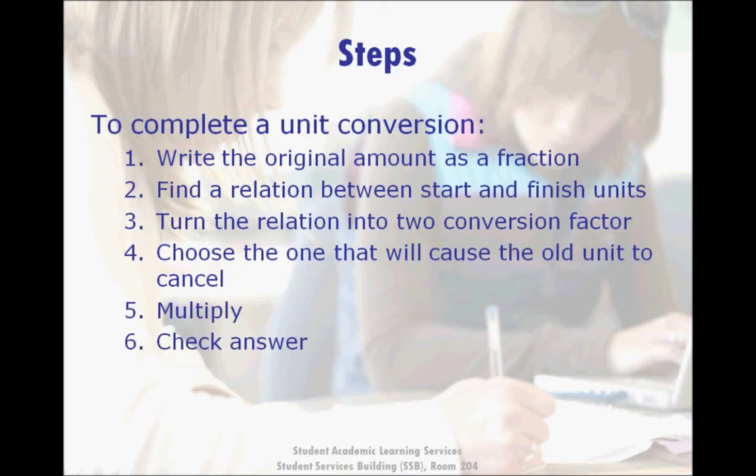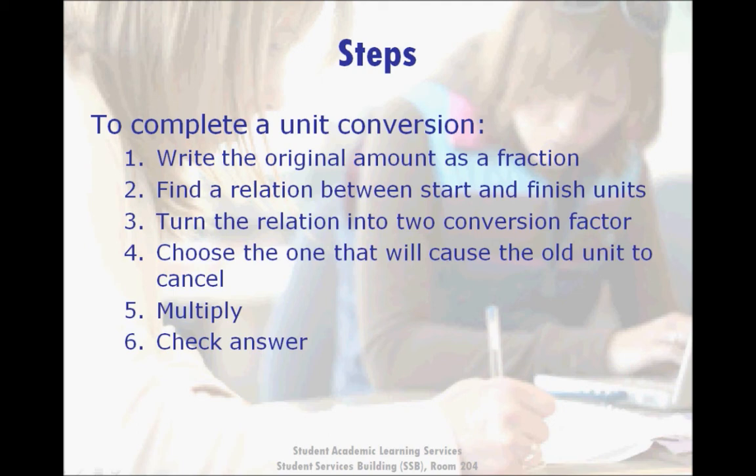Now, what I actually did in that previous example is listed in these steps. First, I wrote the amount as a fraction. That's why I wrote 20 meters as 20 meters over 1. Any whole number can be written as a fraction over 1. Second, find a relation between the start and finish units. In this case, the start unit was meters. I started with 20 meters. And we wanted to finish with feet, so I used the relation 1 meter equals 3.28 feet. Any relation that had both meters and feet in it could have been used.